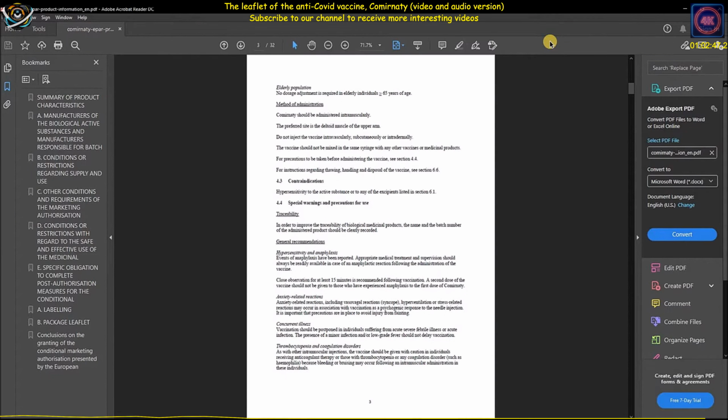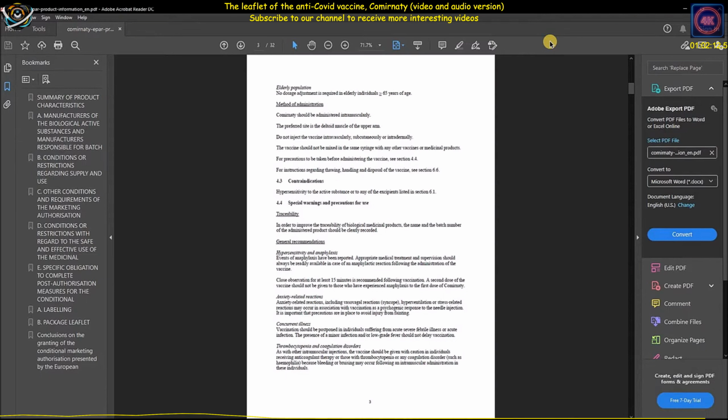Method of administration. Comirnaty should be administered intramuscularly. The preferred site is the deltoid muscle of the upper arm. Do not inject the vaccine intravascularly, subcutaneously, or intradermally. The vaccine should not be mixed in the same syringe with any other vaccines or medicinal products. For precautions to be taken before administering the vaccine, see Section 4.4. For instructions regarding thawing, handling, and disposal of the vaccine, see Section 6.6.